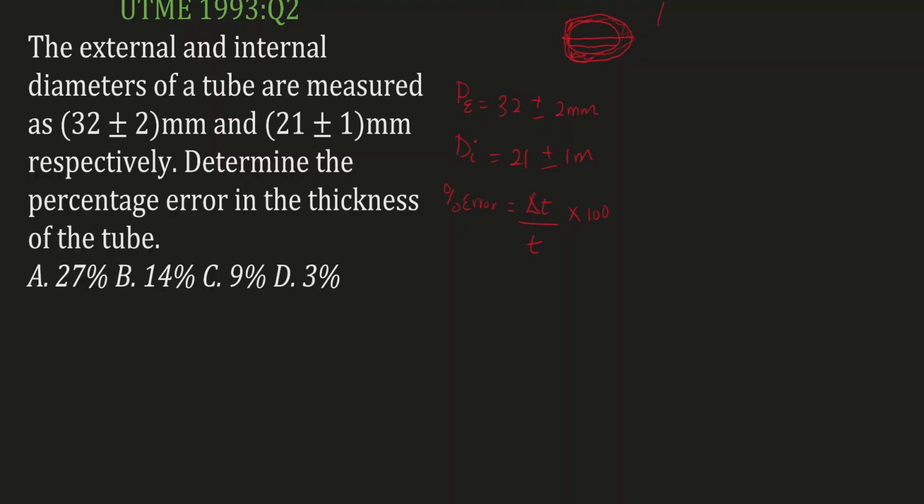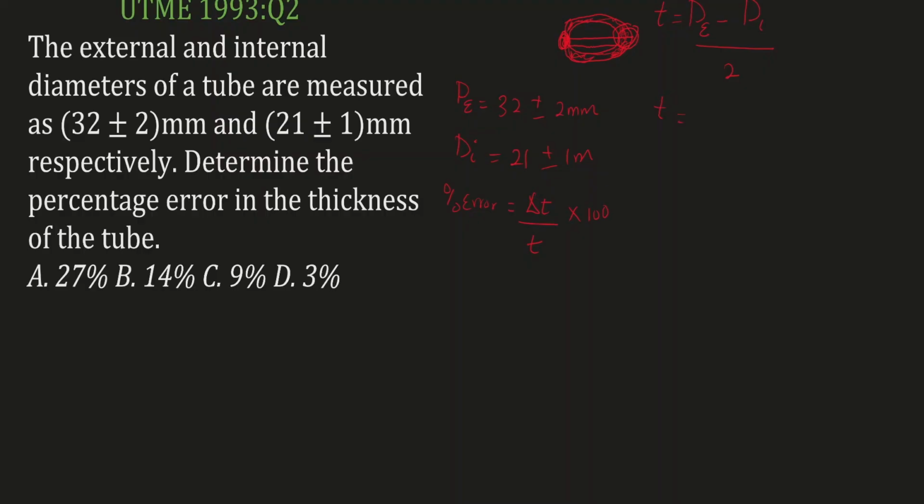Note that the thickness of this tube is going to be external diameter minus internal diameter over 2. The thickness, that is this shaded region, that is the thickness. So it's going to be external diameter minus internal diameter over 2. Why are we dividing by 2? We are dividing by 2 because this tube is going to have two sides, the left side and the right side. So the thickness is in 2 parts. That is why we are dividing by 2.